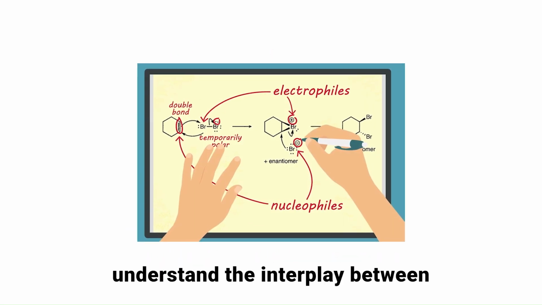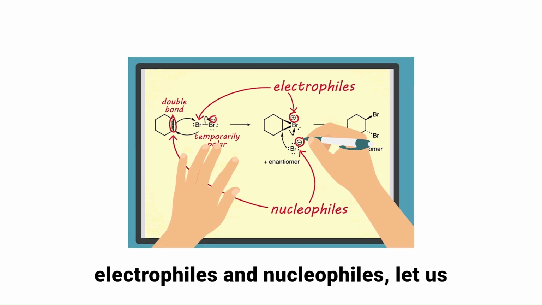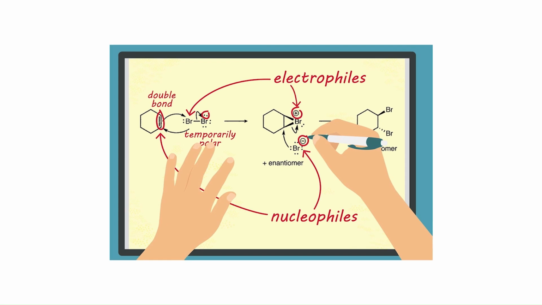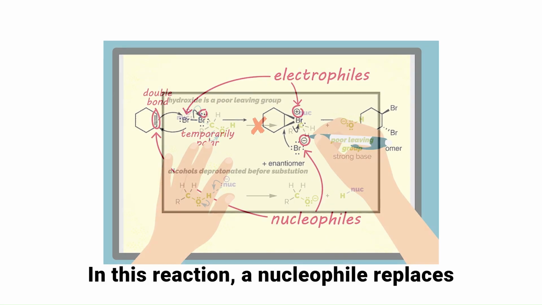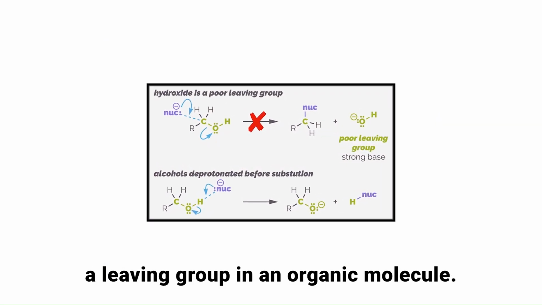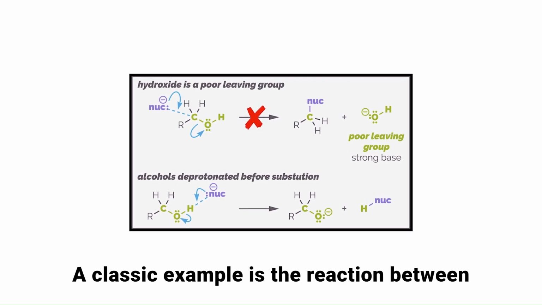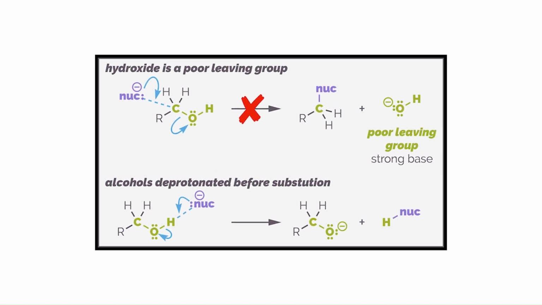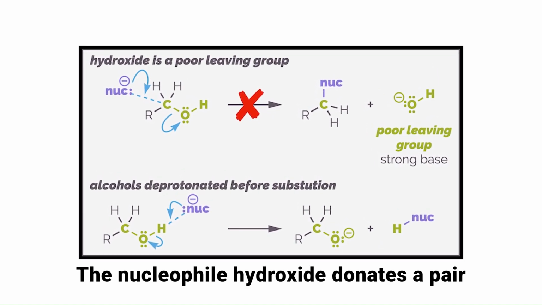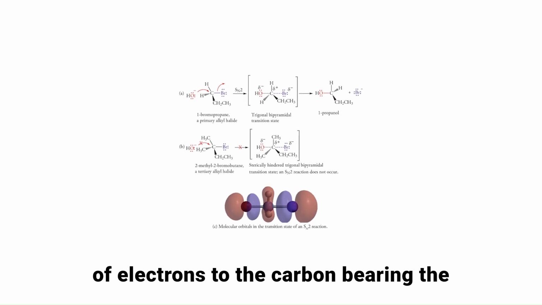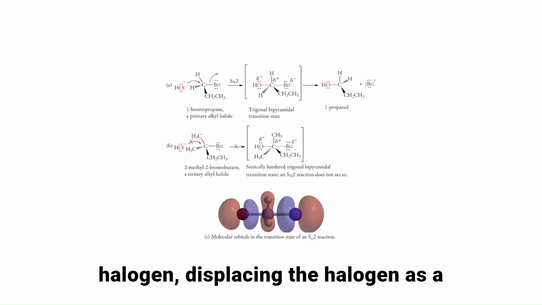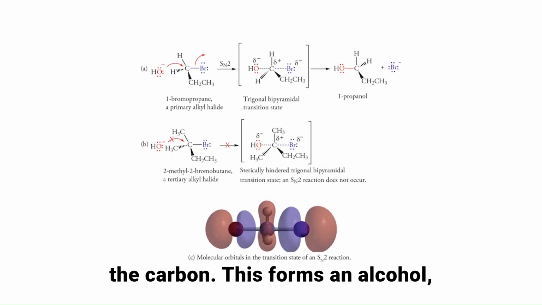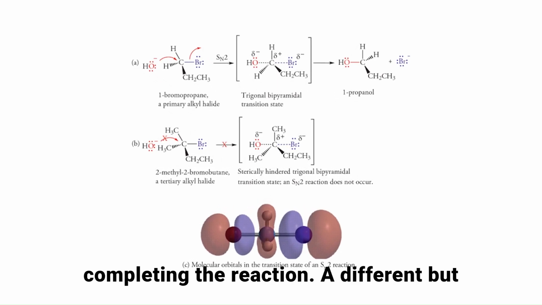To understand the interplay between electrophiles and nucleophiles, let's consider a fundamental reaction, the nucleophilic substitution reaction. In this reaction, a nucleophile replaces a leaving group in an organic molecule. A classic example is the reaction between hydroxide ion and an alkyl halide. The nucleophile, hydroxide, donates a pair of electrons to the carbon bearing the halogen, displacing the halogen as a leaving group and forming a new bond with the carbon. This forms an alcohol, completing the reaction.